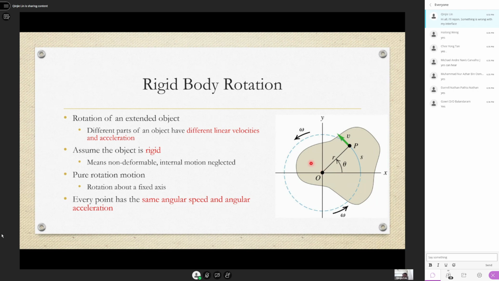Motions that are not pure rotation can be a combination of translation and rotation. For example, rolling motion, which we will go through next time. Things can be translating in space, moving, and also rotating. So pure rotation means rotation only. Every point has the same angular speed and angular acceleration. So if you talk about angular quantities, every point will have the same value. It's the linear quantities that will have different values.